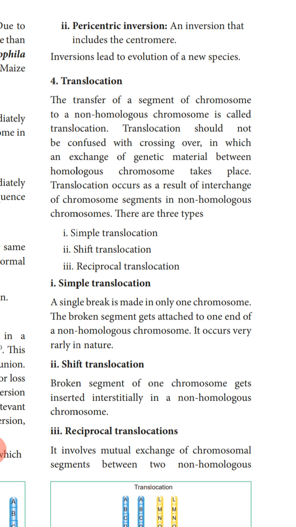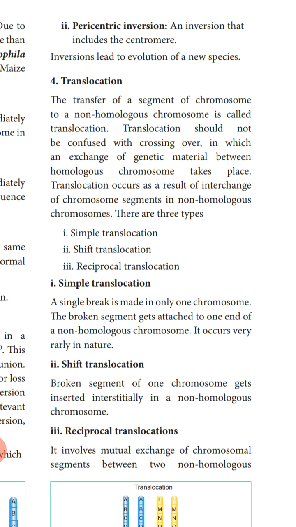Already we have studied about crossing over. Crossing over is again what? An exchange of the chromosomal segment but between a homologous pair of chromosomes. Crossing over takes place between the homologous pair of chromosomes, whereas translocation is the exchange of genetic material between the non-homologous chromosomes. Translocation occurs as a result of interchange of chromosome segments in the non-homologous chromosomes. There are three types. They are simple translocation, shifted translocation, reciprocal translocation.